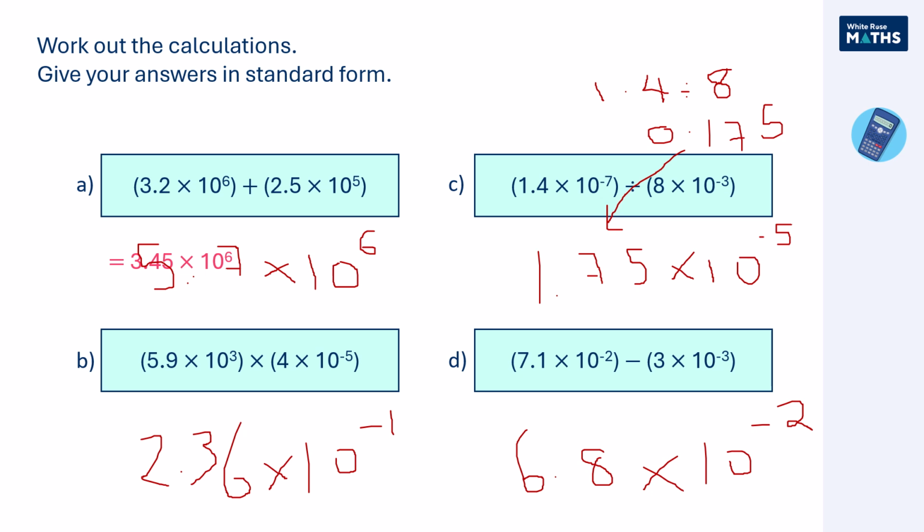Oh, but I've made a mistake though. Sorry, I might have made a mistake for this first one. I think I actually timesed it by accident. So it should be 3.45. I pressed times here, not addition. That's my fault. Sorry about that.